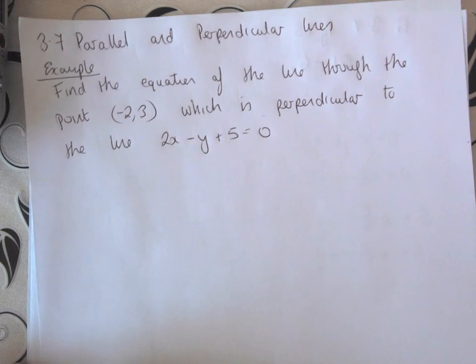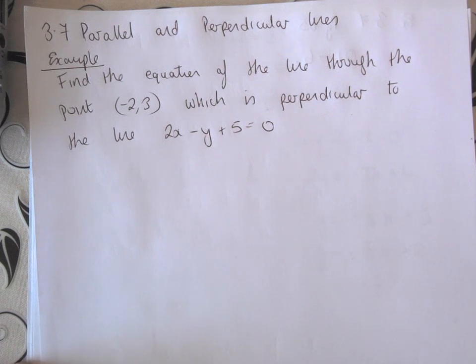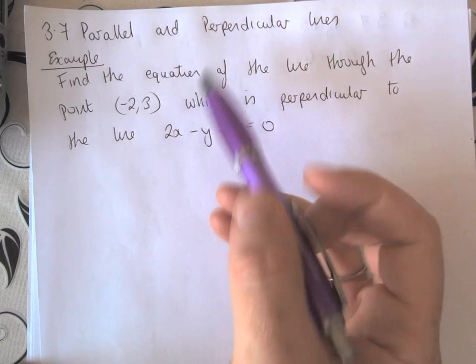Okay, so we're going to look at section 3.7, parallel and perpendicular lines. If lines are parallel, their slope is the same. If lines are perpendicular to each other, then the slope is upside down on the opposite side. Okay, so this is the type of example we're looking at.